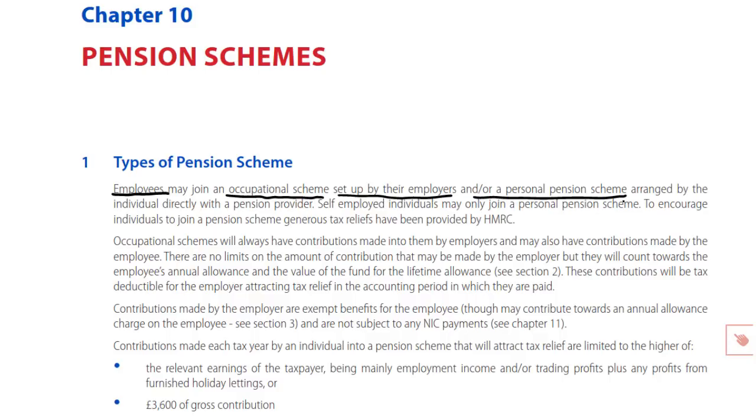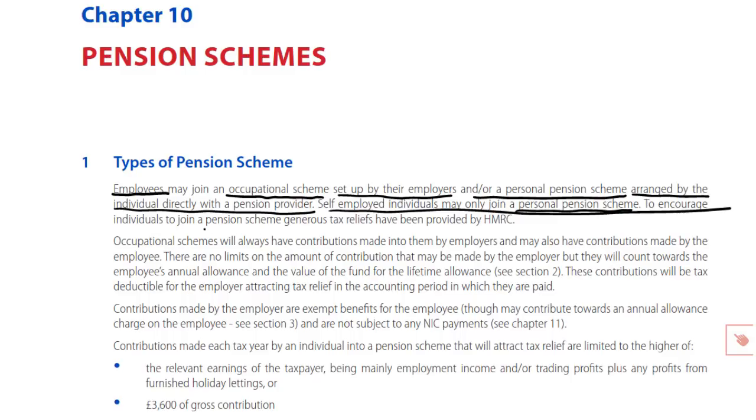It was in Chapter 2 that we dealt with personal pension scheme contributions. So those contributions there are schemes arranged by the individual directly or with a pension provider. Self-employed individuals only have one choice. That's the personal pension scheme.